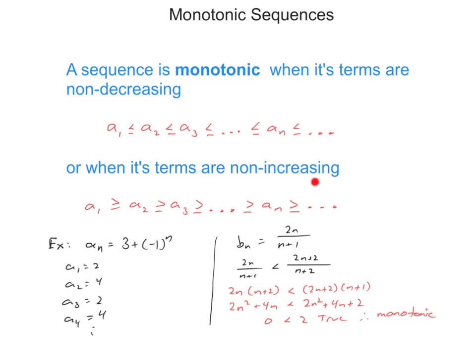They're at least staying the same or maybe getting bigger. And when we're looking at non-increasing, then a sub 1 is going to be the biggest term, and all the terms after it are going to be less than or equal to it. So a sub 1 is bigger than a sub 2. It could be equal.